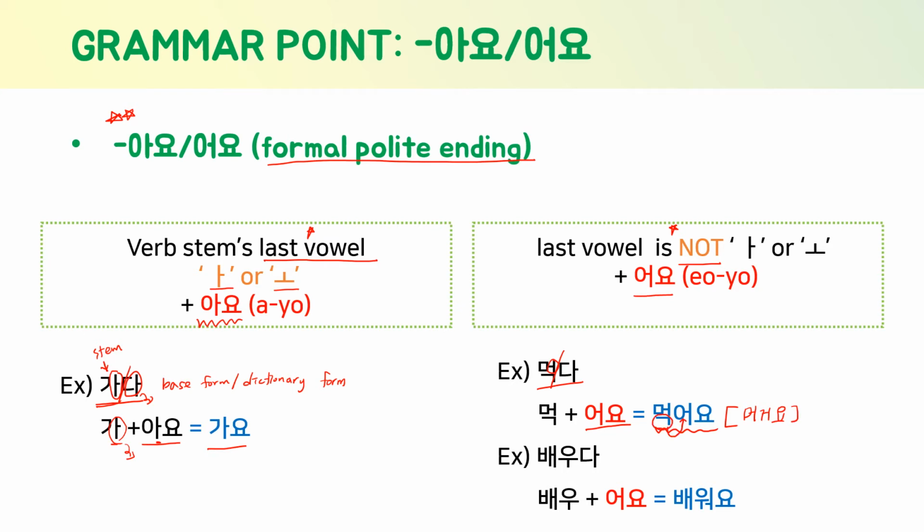Next one, 배우다, to learn. Here, drop 다, 배우. Also, it's not ㅏ, it's not ㅗ. So you add 어요 to the stem. But then 배우어요. When you say it fast, it becomes 배워요. Okay?